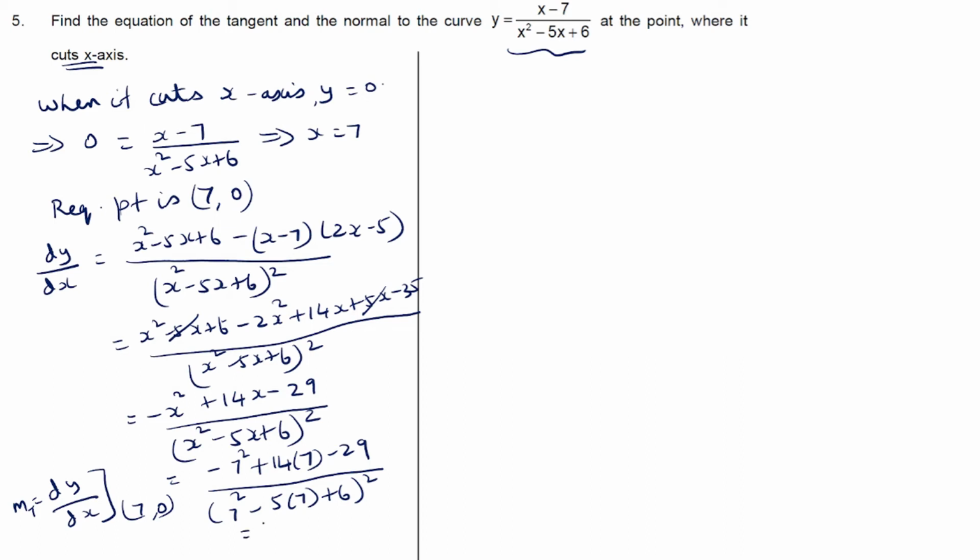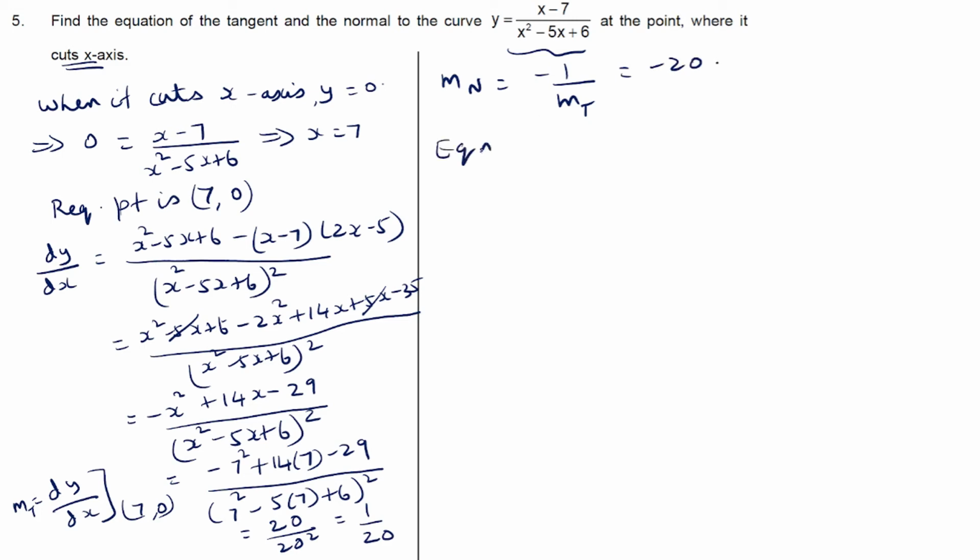Or when we simplify, we get minus 49 plus 98 minus 29 upon 49 minus 35 plus 6 the whole square. So it is 20 upon 20 square, or it is equal to 1 by 20. So this is the slope of the tangent. The slope of the normal will be minus 1 by slope of the tangent. So it will be minus 20.